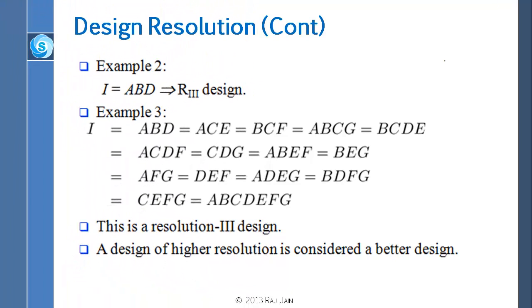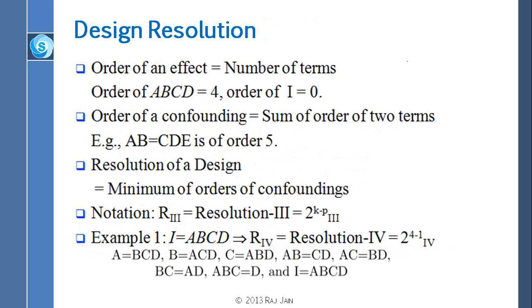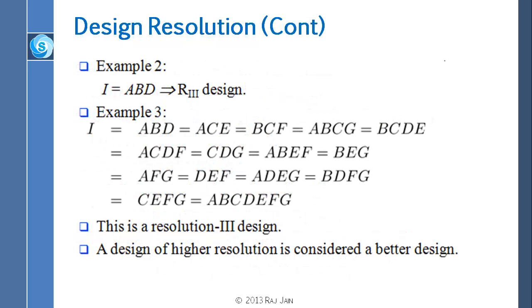This one, I equal to ABD. Now, I equal to ABCD has a factor of 4, right? But I equal to ABD has 3. So this is a resolution 3 design. You look at the minimum. What you're saying is that a third order interaction is getting confounded with the mean, whereas in the previous one, only fourth order interactions were confounded with the mean. So this is a resolution 3 design, and it is not as good as the previous one, which is a resolution 4 design. A resolution 4 design is better because you are confounding bigger interactions. A design of higher resolution is considered a better design.